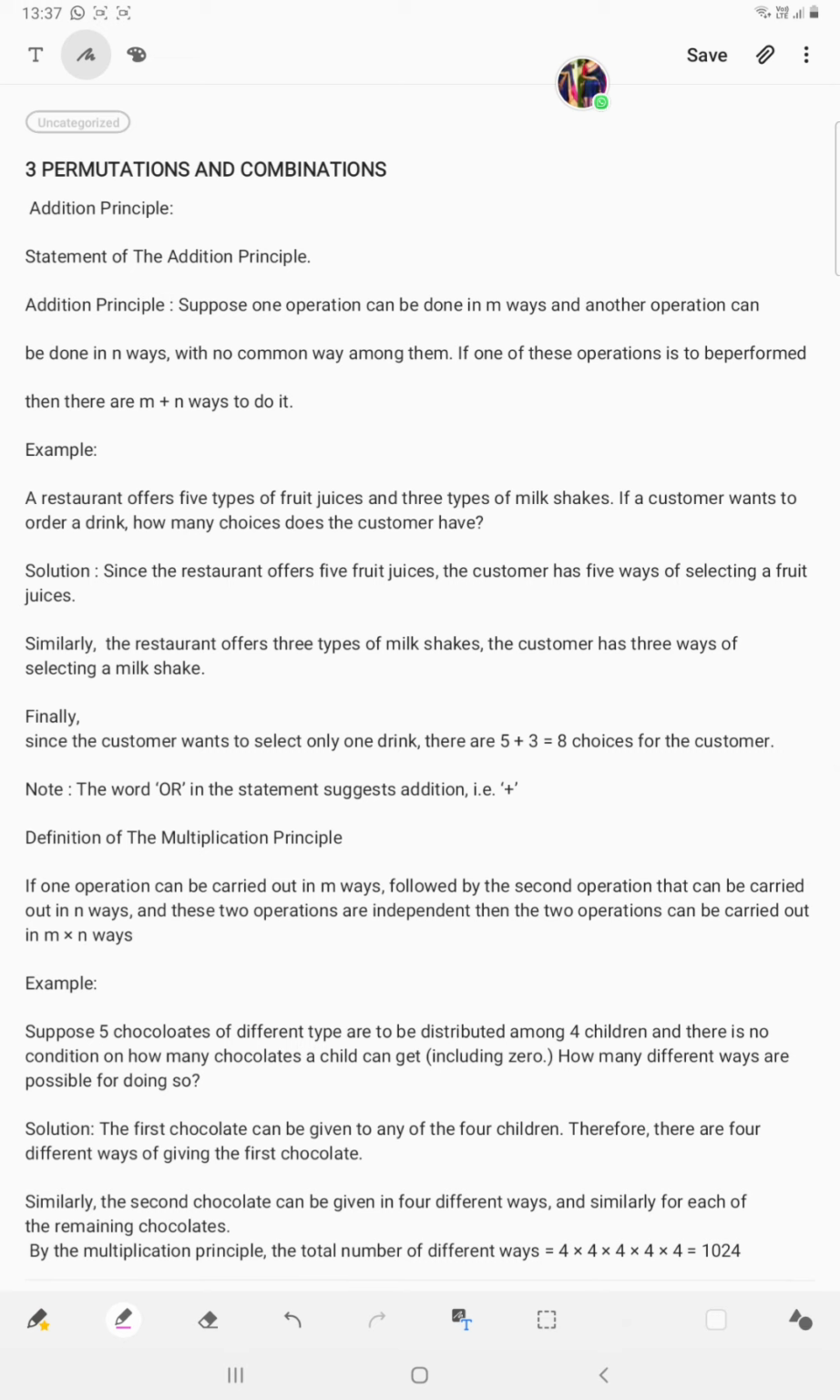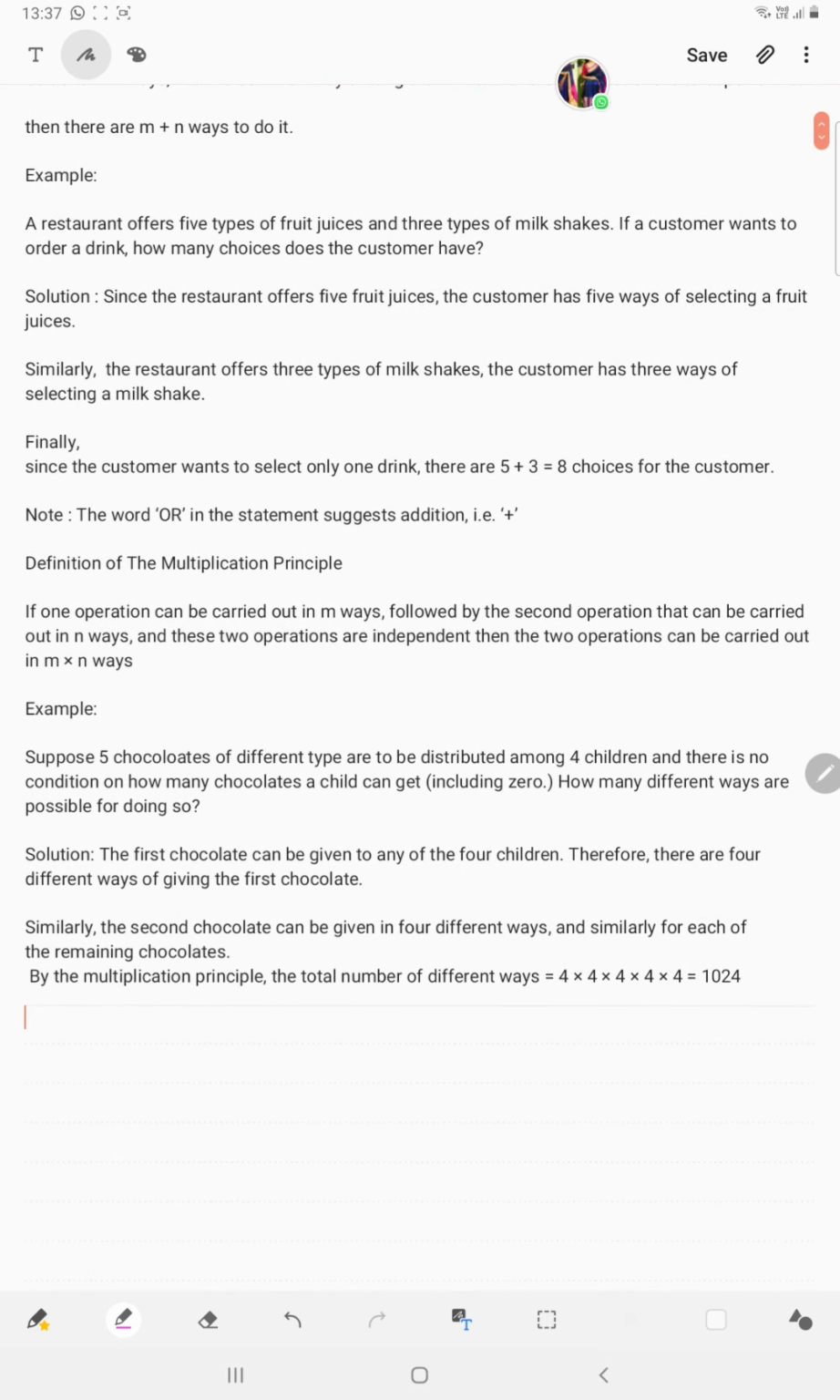Now, what is multiplication principle? If one operation can be carried out in m ways, followed by a second operation that can be carried out in n ways, and these two operations are independent, then the two operations can be carried out in m into n ways. To understand better, we will take one example.